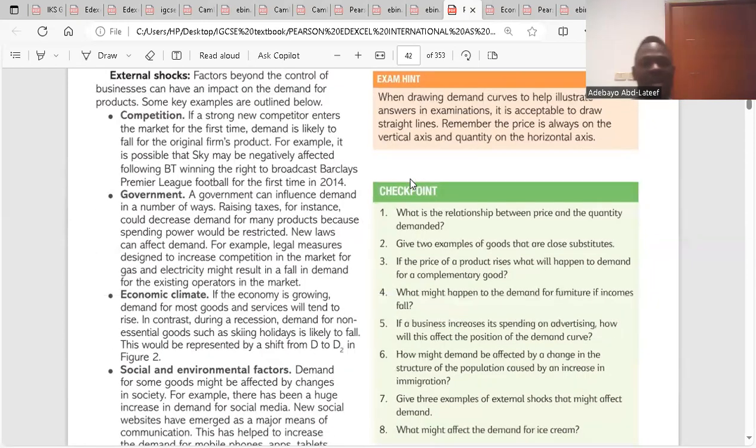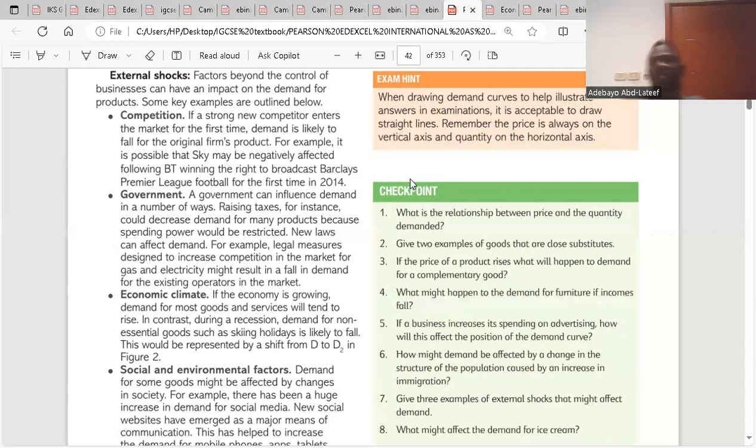Government is another factor that we cannot compromise or negotiate with. A government can influence demand in a number of ways. Raising taxes, for instance, could decrease demand for many products because spending power would be restricted. New laws can affect demand. For example, legal measures designed to increase competition in the market for gas and electricity might result in a fall in demand for the existing operators in the market.